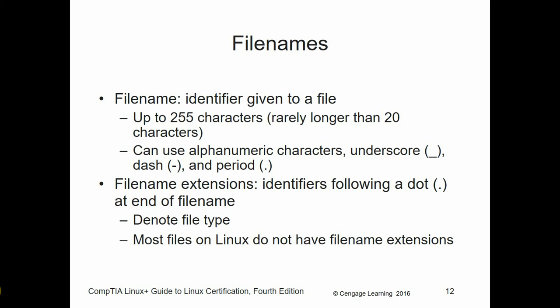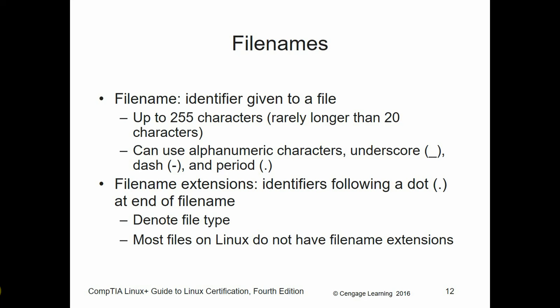File name identifier: a name given to a file can be up to 255 characters. It can use alphanumeric characters, underscores, dashes, and periods. File name extension identifiers follow a dot at the end of the file name, just like how we use it in Windows, and give the type of the file.